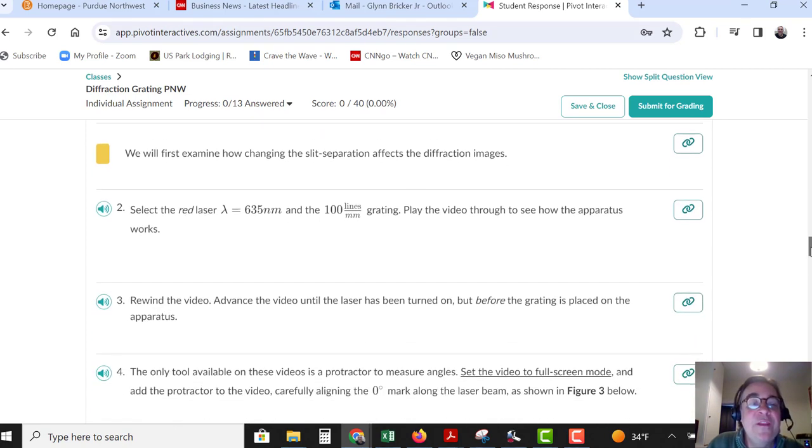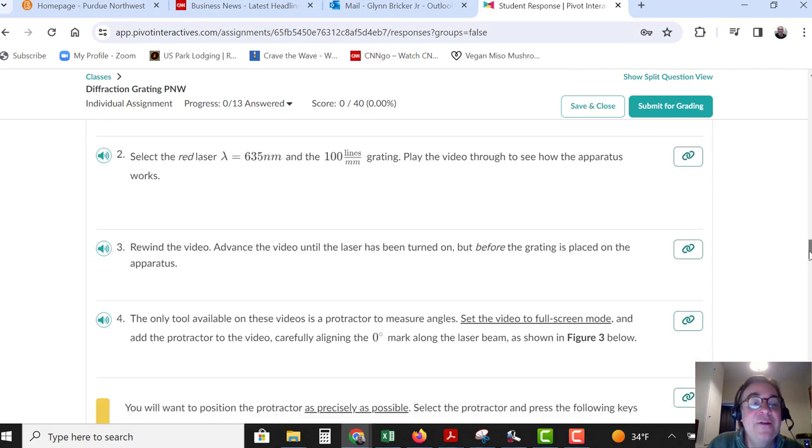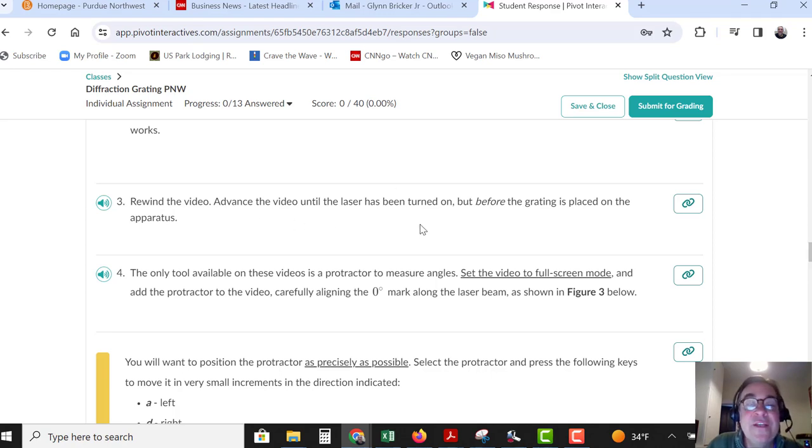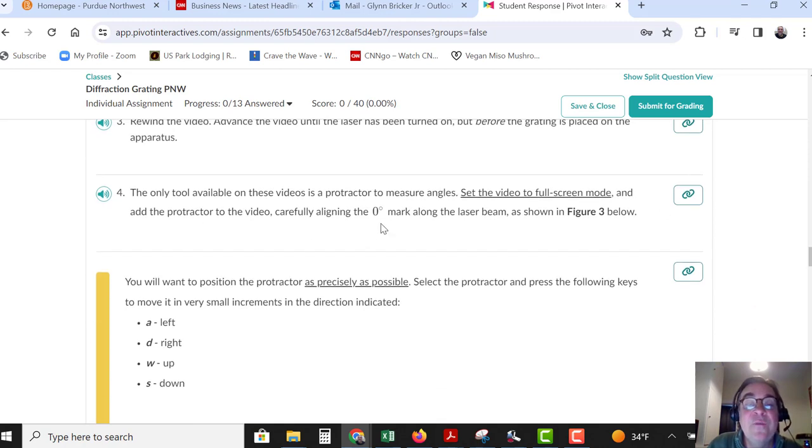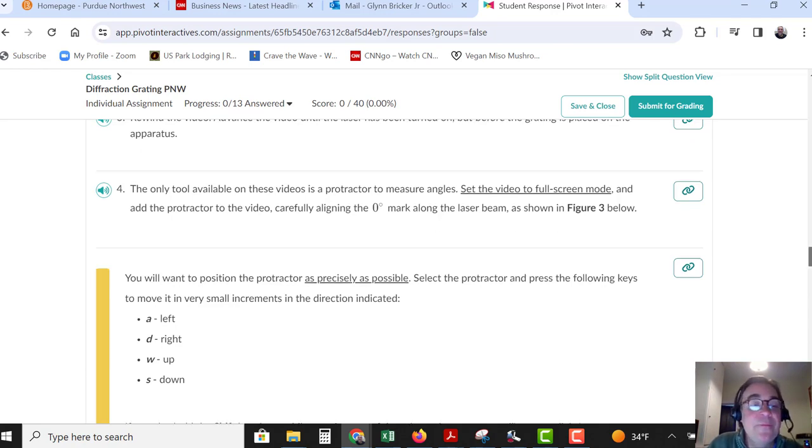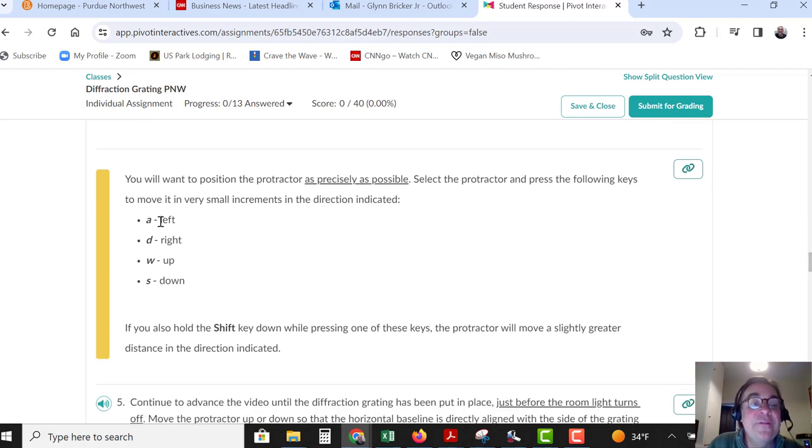So you've selected the red laser, 100 lines per millimeter. Play the video. Rewind, advance the video until the laser has just been turned on, but before the grating is placed. The only tool you have is the protractor, so you can put the protractor wherever you want to, carefully aligning the 0 mark. Before you put the grating in there, make sure that you have it lined up. Here's the fine tuning. If you want to move it a little bit to the left, hit the A on your keyboard, D to the right, W for up, S for down. Good. So a little bit more fine tuning than just grabbing it and moving it around.